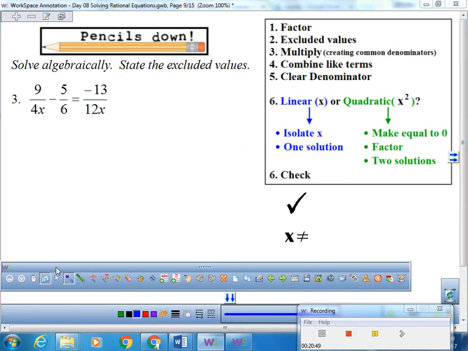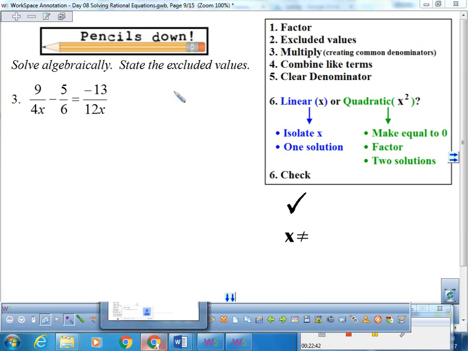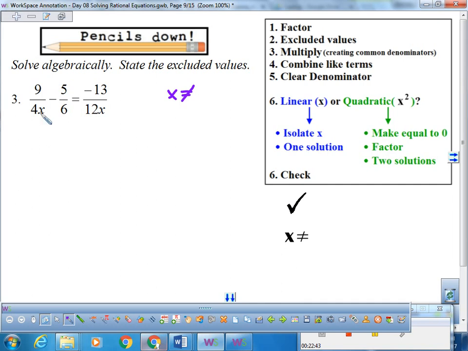So my first step is I need to factor. Everything up here is already factored, right? Don't need to factor on this one. The next thing I'm going to ask myself is, what are the excluded values? What can x not be? Well, here, x can't be 0. Here, there is no x. And here, x can't be 0. So we're covered by saying that x cannot be equal to 0. All right, so next I'm going to multiply everybody, creating a common denominator.